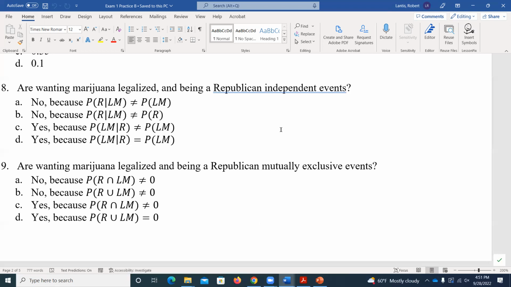So even though we checked whether the unconditional and conditional probability of LM, or wanting marijuana legalized, are the same, that would inherently tell us that the conditional and unconditional probability of being Republican can't be the same. So you could have started out by checking this. We already had some previous work done, which is why I set it up this way, because we didn't have to re-solve for that conditional probability. But no matter which way you solve it, it should tell you that they aren't independent, right? So the answer should be no. Okay. Questions there?